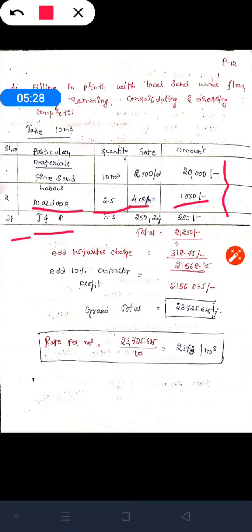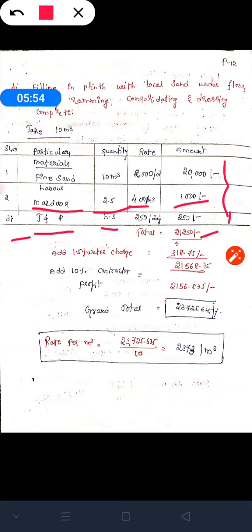that is, TNP is nothing but tools and plants here. Then the quantity will be lump sum, and the rate will be 250 rupees per day. If this equipment is required per day, then per day it will be charged around 250 rupees. Then the cost will be 250 rupees, that is total 250 rupees. Then after adding all the three amounts, we got 21,250 rupees here.